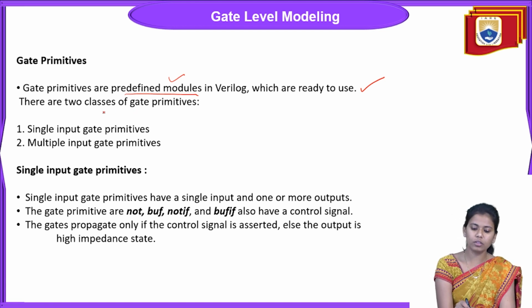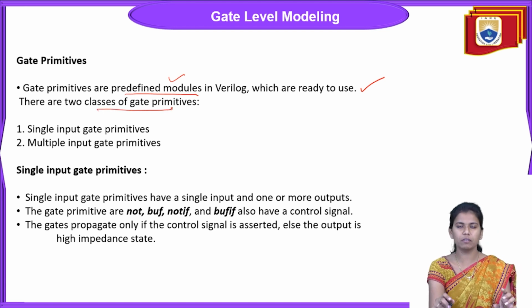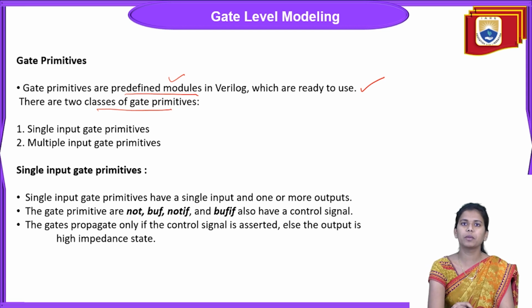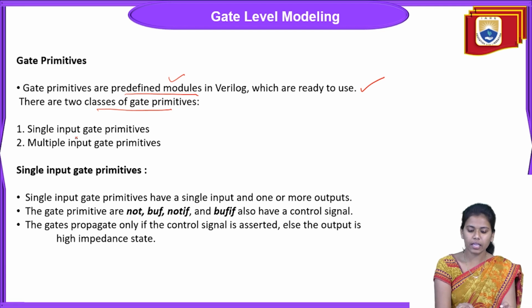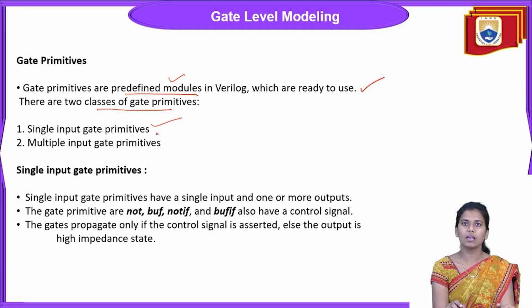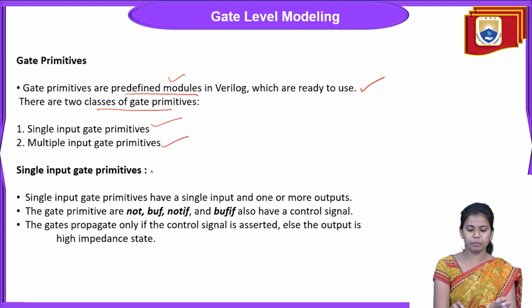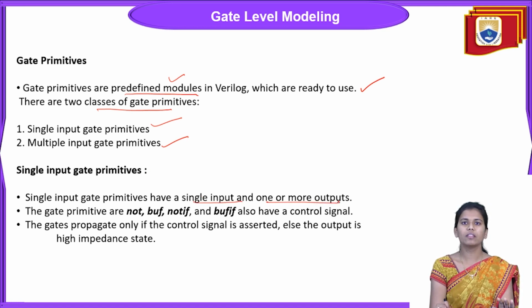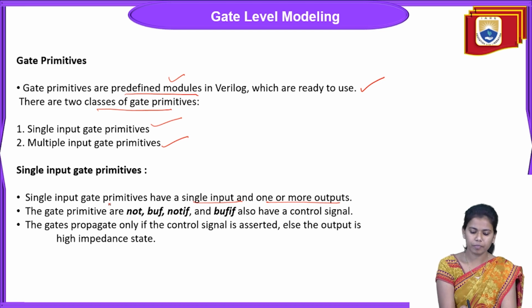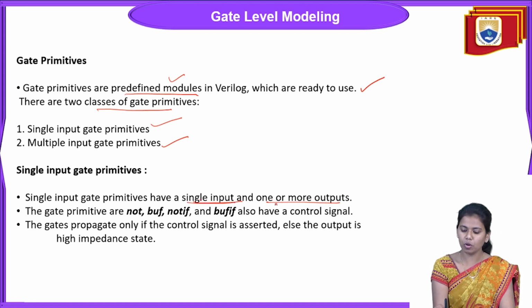There are 2 classes of gate primitives. Here we observe 2 types of gate primitives. This is a very important topic from the exam point of view. The first one is the single input gate primitive, and the second one is the multiple input gate primitive. So what is a single input gate primitive? A single input gate primitive is nothing but one that has a single input and one or more outputs. The name clearly says it: it has a single input and one or more outputs.